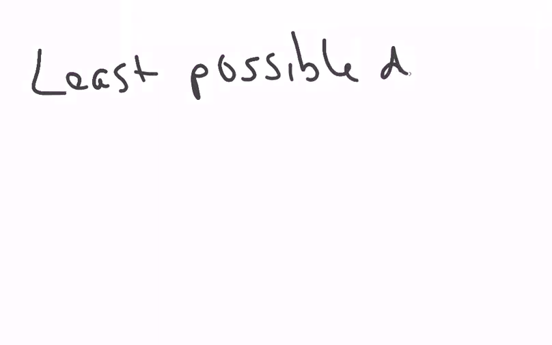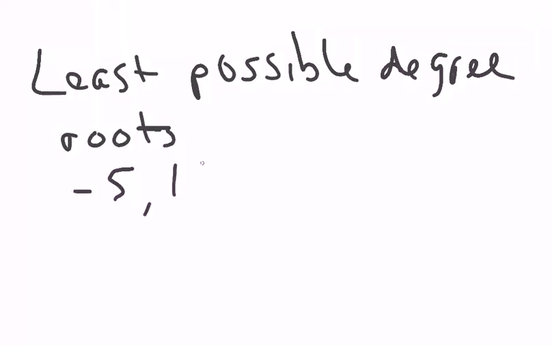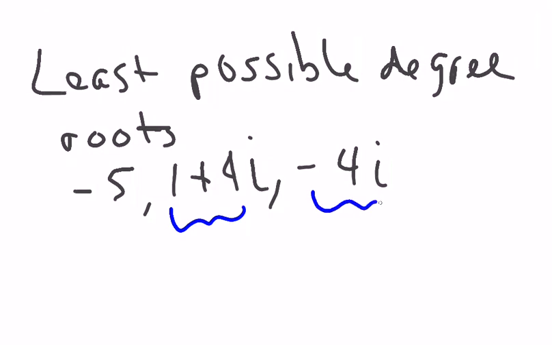Alright, what is the least possible degree of a polynomial that has these roots? So least possible degree. If our polynomial has the roots of negative 5, 1 plus 4i, and negative 4i. So remember what the definition was for roots. We said if we ever have complex roots, they have a conjugate partner. So 1 plus 4i also has 1 minus 4i, and negative 4i has a positive 4i.